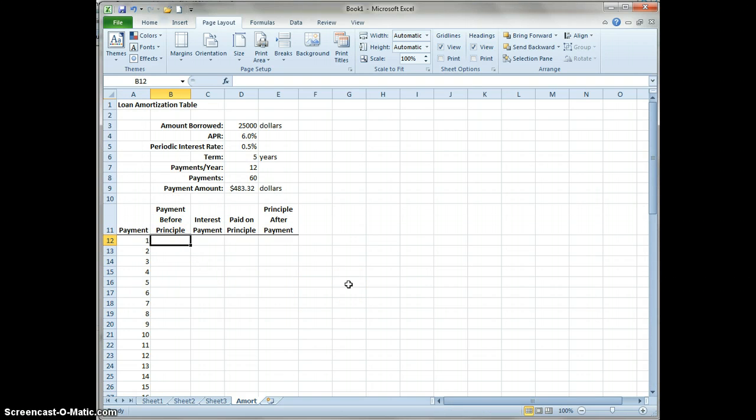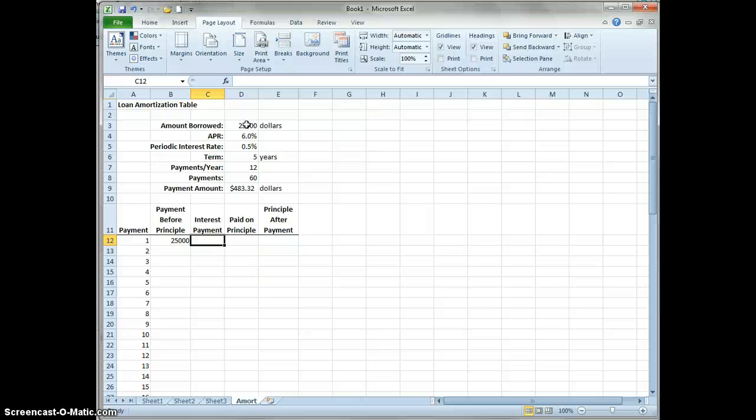Now, this first line is very important, so we have to do this correctly. The payment before principal, for our very first payment, is just the amount borrowed. So equals the $25,000. Now, even though I'm saying equals $25,000, we are creating a link, right, to the original amount borrowed. Do not just type in $25,000.